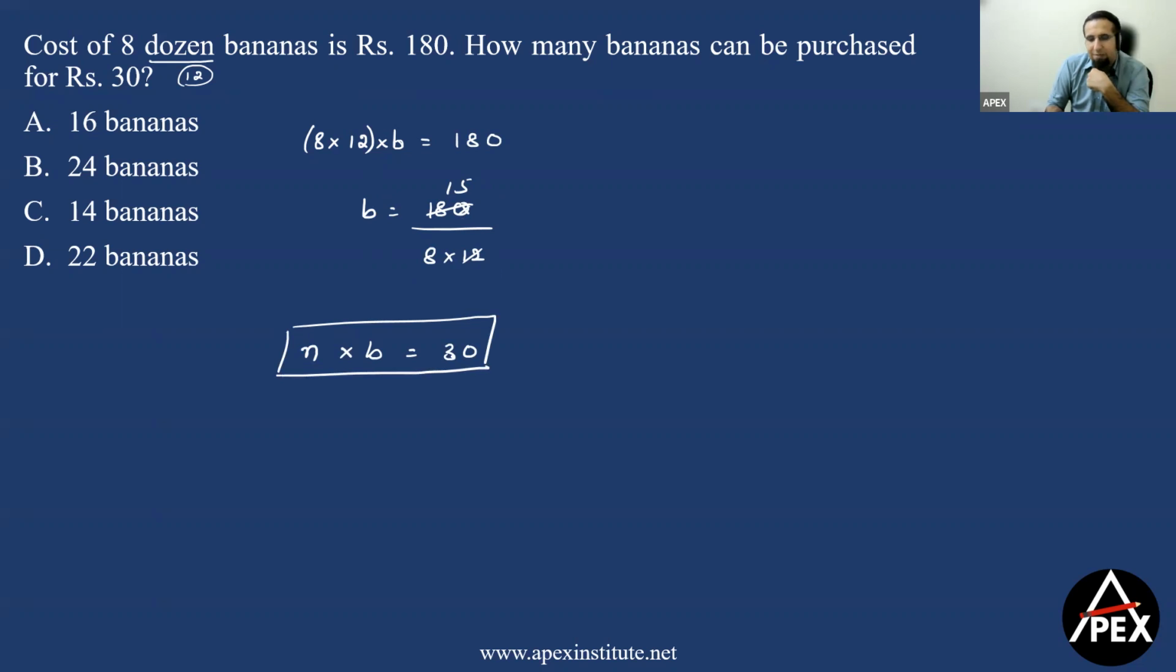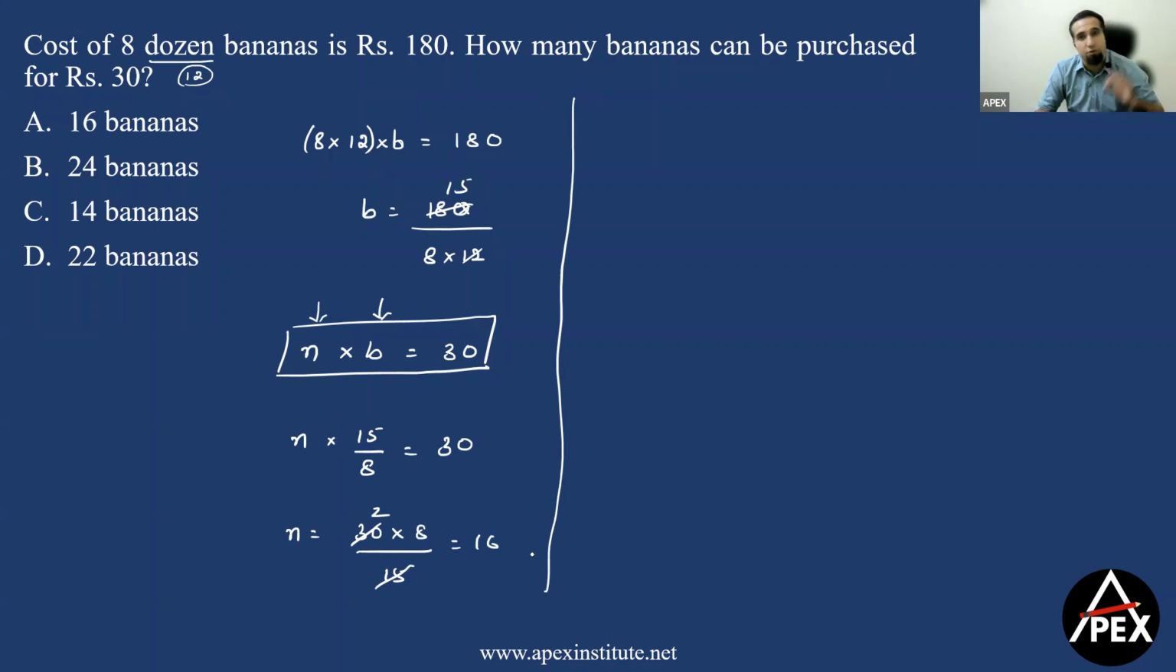Right? Because how many bananas can be purchased for 30 rupees? So cost of one banana into certain number of bananas should be equal to 30. Right? So I do not know the value of N. Cost of one banana is 15 by 8, which is equal to 30, or the value of N is equal to 30 into 8 divided by 15. 15 ones, 15 twos. So we are buying how many bananas, guys? 16 bananas. Now this is again a mathematical approach.